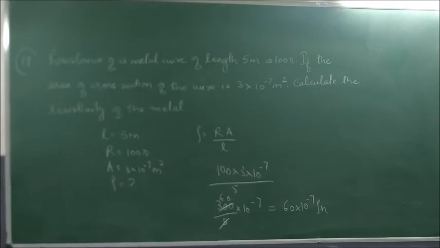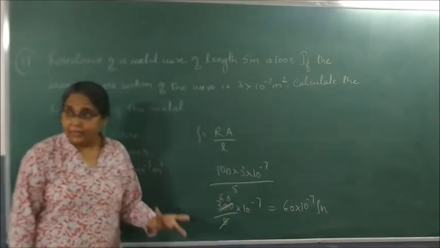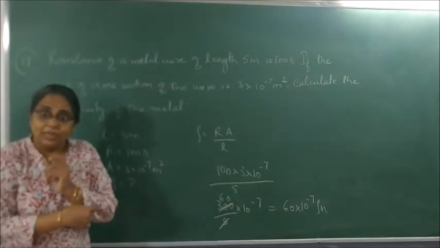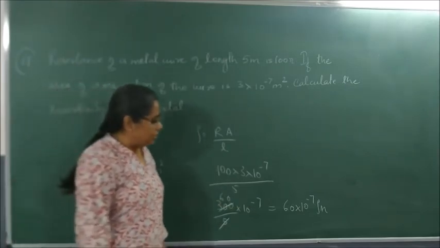Correct or not? 5, 6 are 30 only, no? I have forgotten multiplication in 1 week, I think. 60 into 10 to the power minus 7 ohm meter.